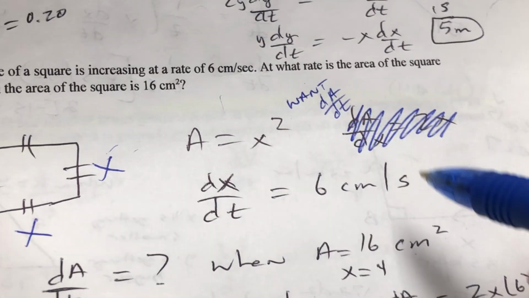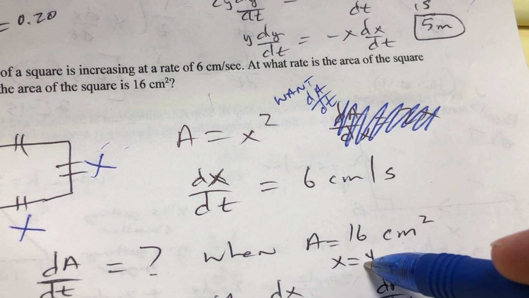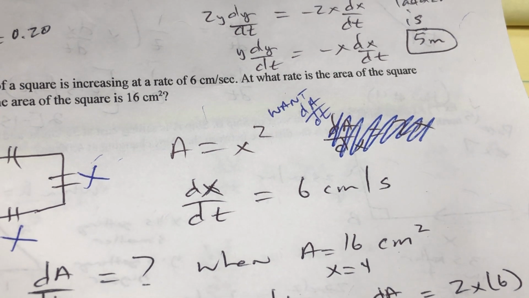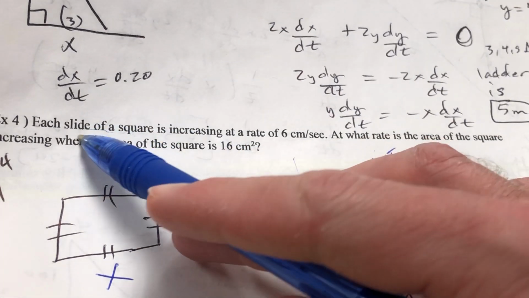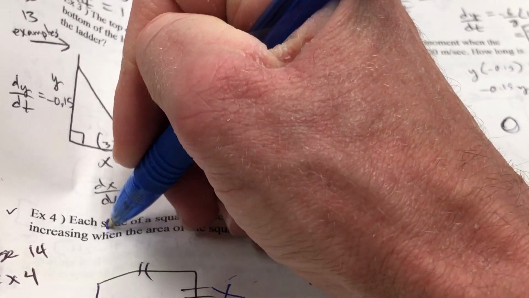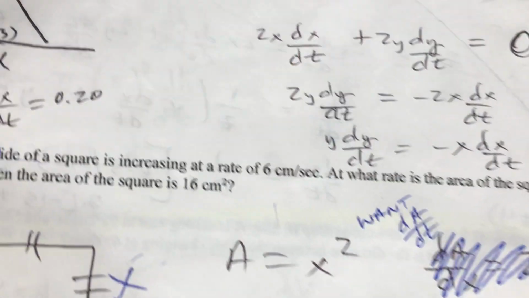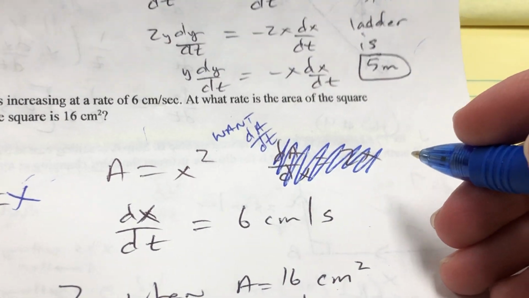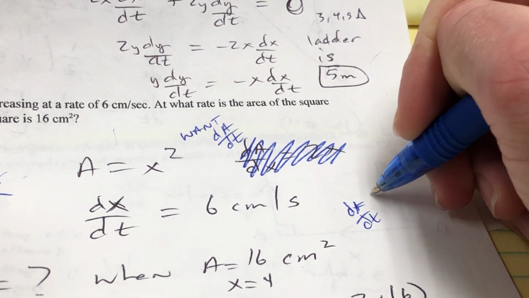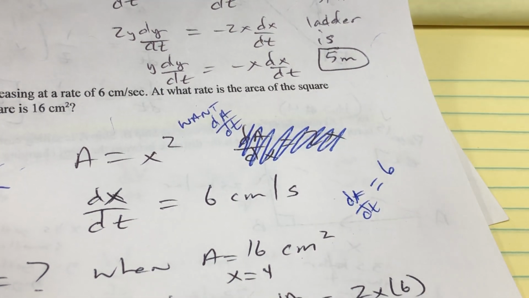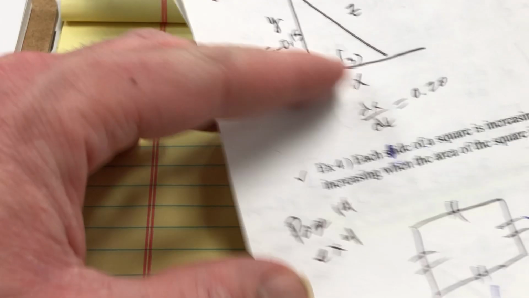But okay, so we want dA/dt when x is 4. But what else did they give us? They told us that x is 4, and also each side of a square is increasing at a rate of 6. So they've told us that dx/dt is in fact 6.